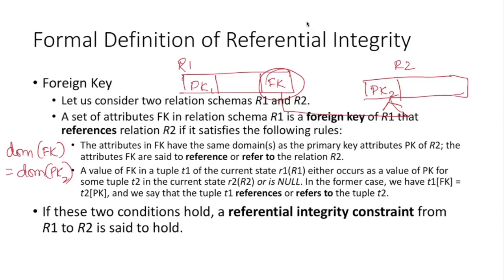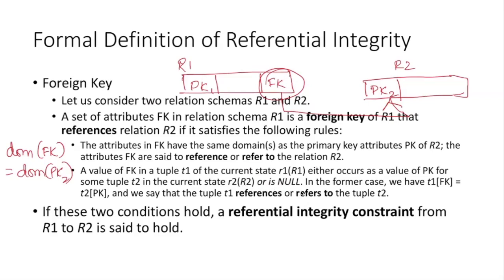rule? First is they must have the same domain, and the second is a value of Fk in a tuple T1. Okay, now we are talking about the relation state. So if there is a tuple T1, T1 will be where? T1 is in R1. The value of Fk in tuple T1 of the current state r1 of R1, the relation schema, either occurs as a value of Pk for some tuple T2 in the current relation state r2 or is null.